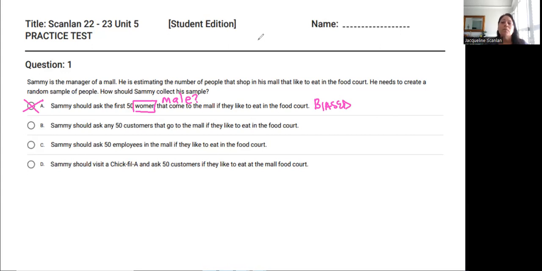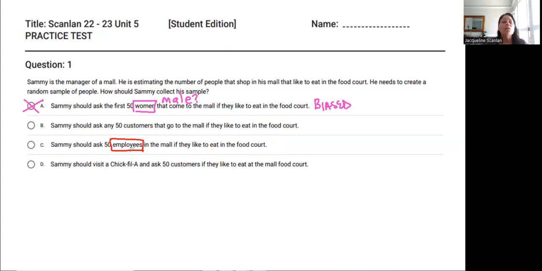Another answer choice that is biased would be asking employees, all right? 50 employees in the mall if they like to eat in the food court. I want you to think about why you think that might be biased. So if you're an employee at the mall and you're at work, let's say you work at PacSun and you need to take a 30-minute break to go and eat, you are almost always going to go and eat in the food court because it is convenient, it is close by, and it would take less time.